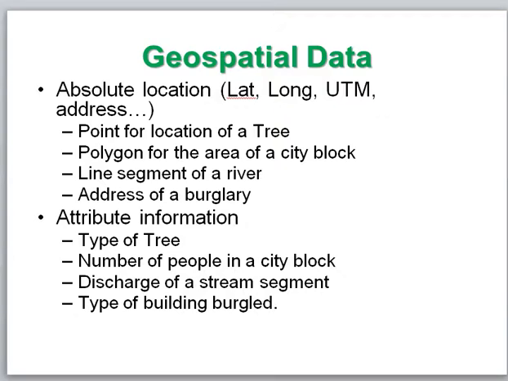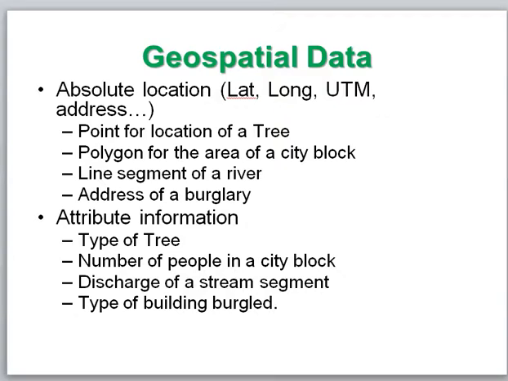Another absolute location would be an address, and I could use that address to go through a process called geocoding, which would take that address and put it on a map using road data and sometimes XY data to accomplish that.